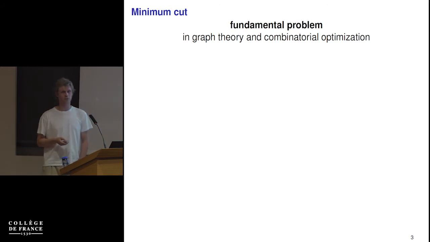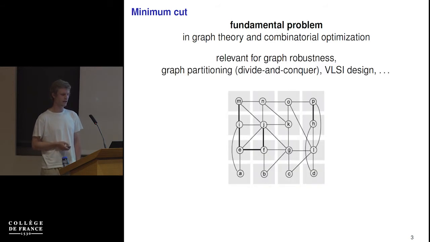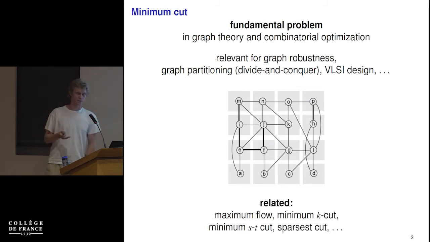This is a very fundamental problem, and I'm sure most of you have heard about it in graph theory and combinatorial optimization. It is relevant for studying the robustness of a graph, like a communication network, but it's also very useful in graph partitioning, like if you want to do divide and conquer, or in designing integrated chips. Some related problems that you're potentially familiar with are maximum flow, minimum K cut, where we're interested in a K partition, not a 2 partition, minimum ST cut, where we want to separate 2 vertices, sparsest cut, and so on. So it's really a whole class of problems.